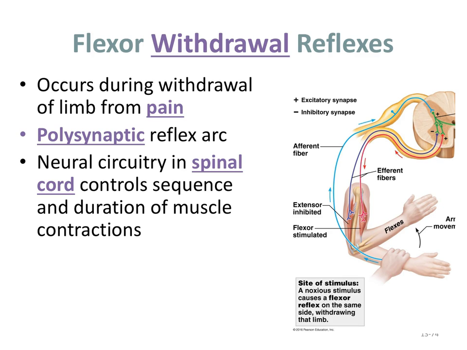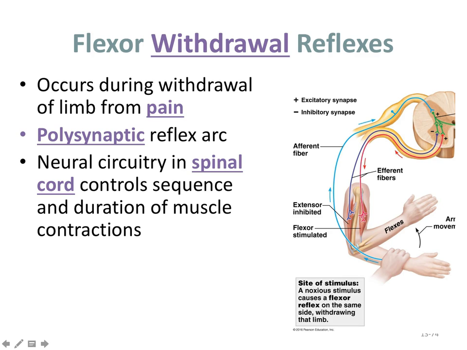The flexor withdrawal reflex occurs during withdrawal of the limb from pain. It is a polysynaptic reflex arc, which means there's more than one synapse, and the neural circuitry in the spinal cord controls not only which muscles are contracted, but what order they're stimulated and contracted in, and how long they contract for. So the spinal cord integrates this whole process.